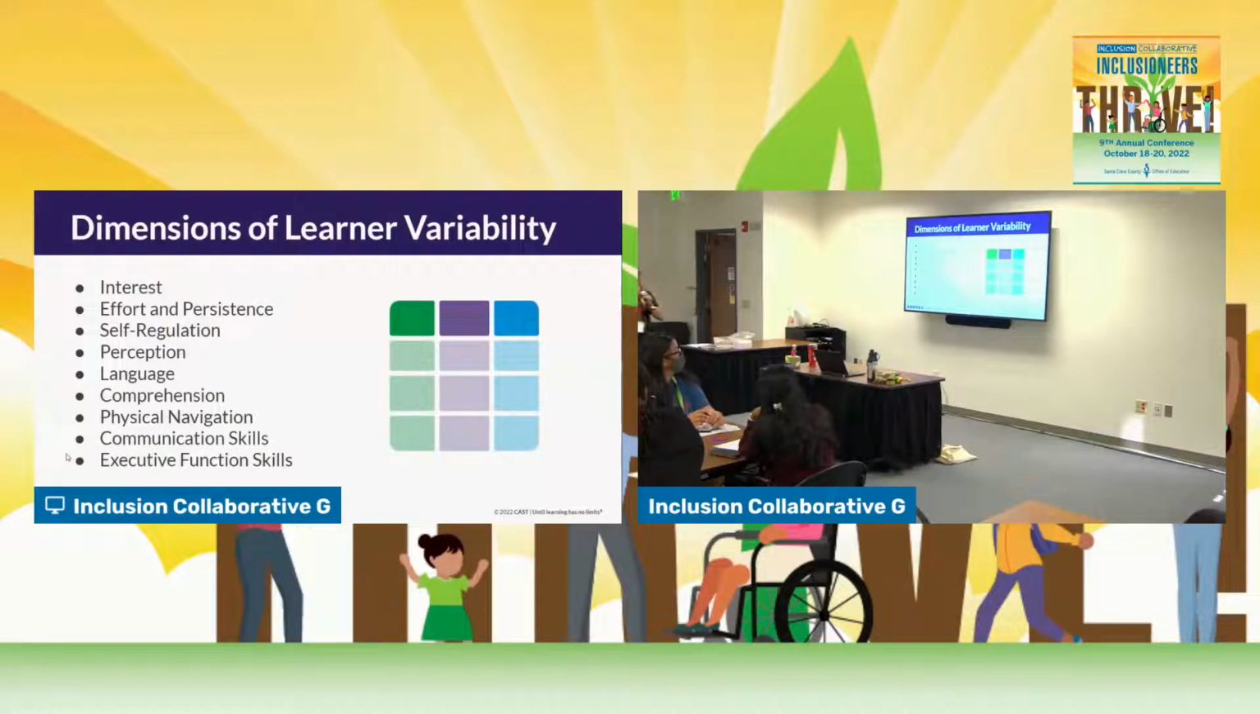So here's just another way to consider dimensions of learner variability. We vary on our interest, our effort, and our persistence, our self-regulation, our perception. How do we perceive best? How do we take it in? Our language, our comprehension, our physical navigation, communication skills, executive functioning skills. This is not an exhaustive list, it's just the beginning.